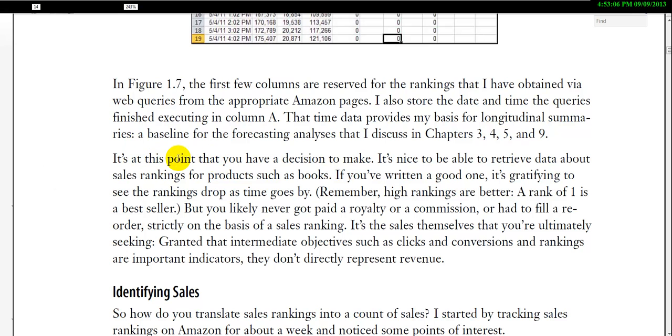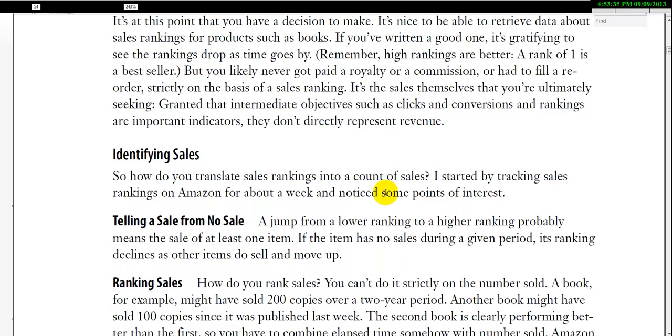Now he says, okay, well, we get the sales ranking, but he says that's not really what he wants. He wants money. He wants to know how many sales he's made. He says it's the sales themselves that you're ultimately seeking, even though there are other things that might be interesting, but it's really the sales that you want. So how do you get the sales?